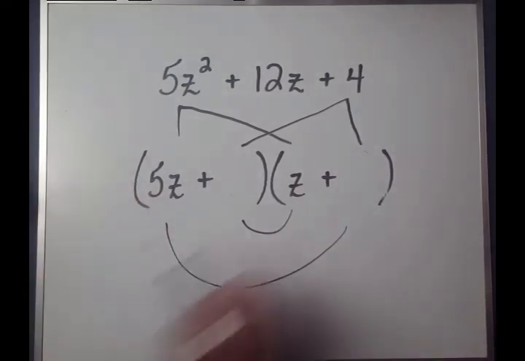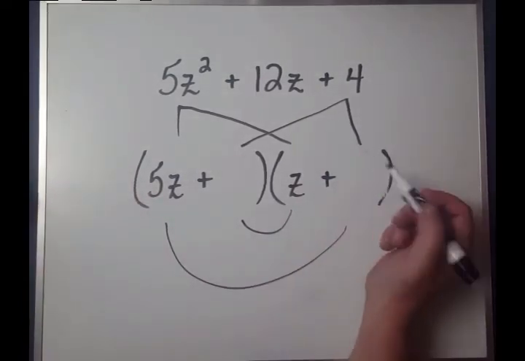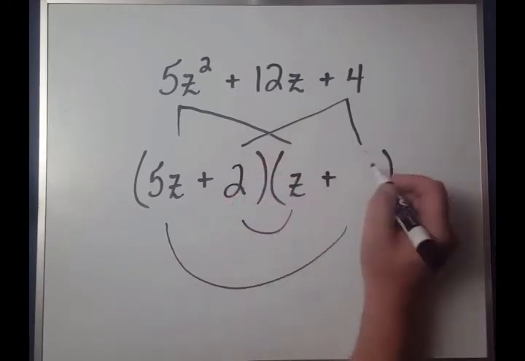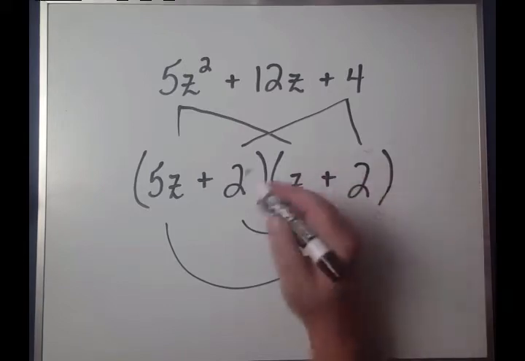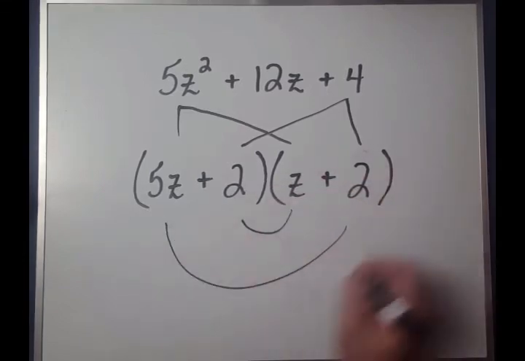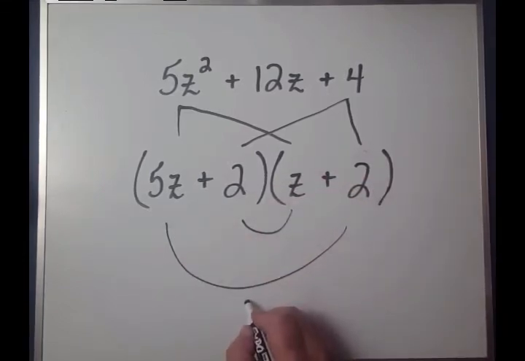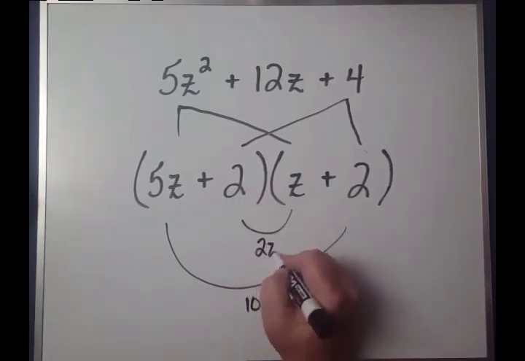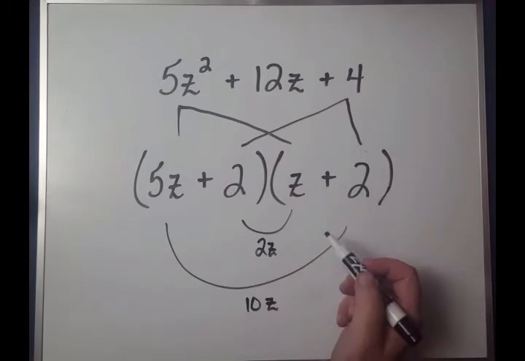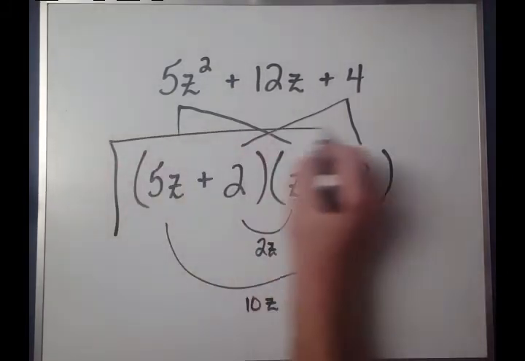The only thing we haven't tried for this 4 is a pair of 2's. Maybe it's 2 and 2, because 2 times 2 would give me 4. So let's check my outside and inside. The outside gives me 10z. The inside plus 2z, a total of 12z. And so that's how it factors.